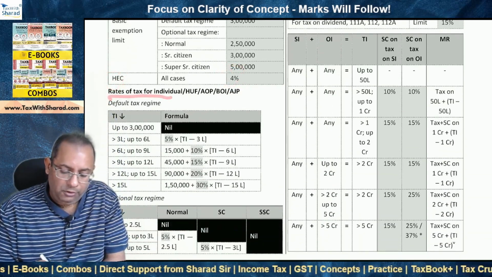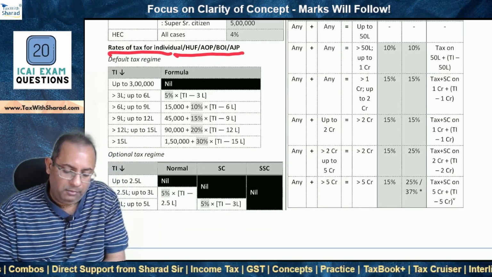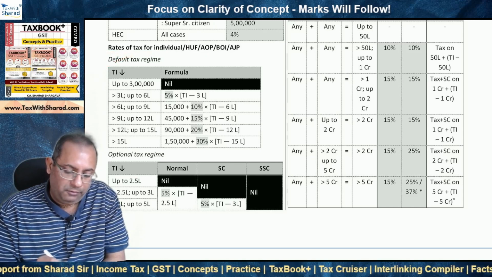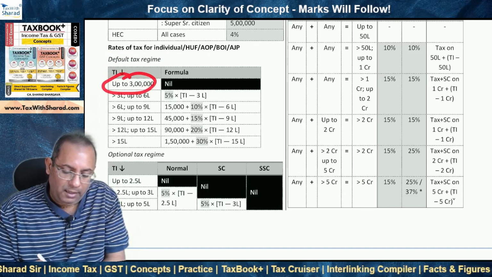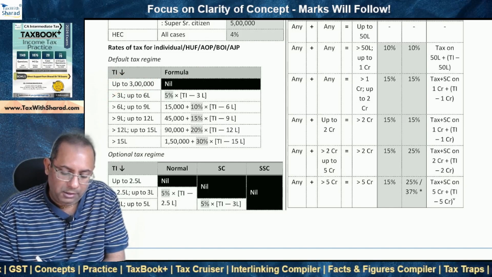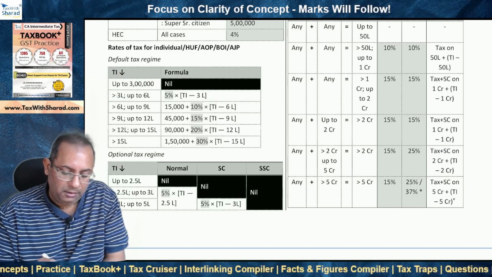Rates of tax for individual, HUF, AOP, BOI or AJP, artificial juridical person. Let's look at the default tax regime first. For total income up to rupees 3 lakh, there is no tax. More than 3 lakh and up to 6 lakh, the formula is 5% into within bracket total income minus 3 lakh.